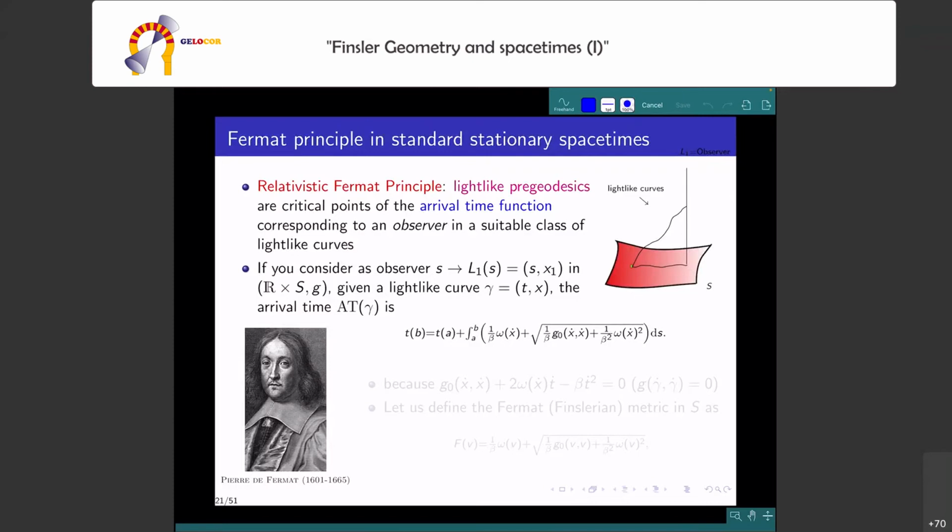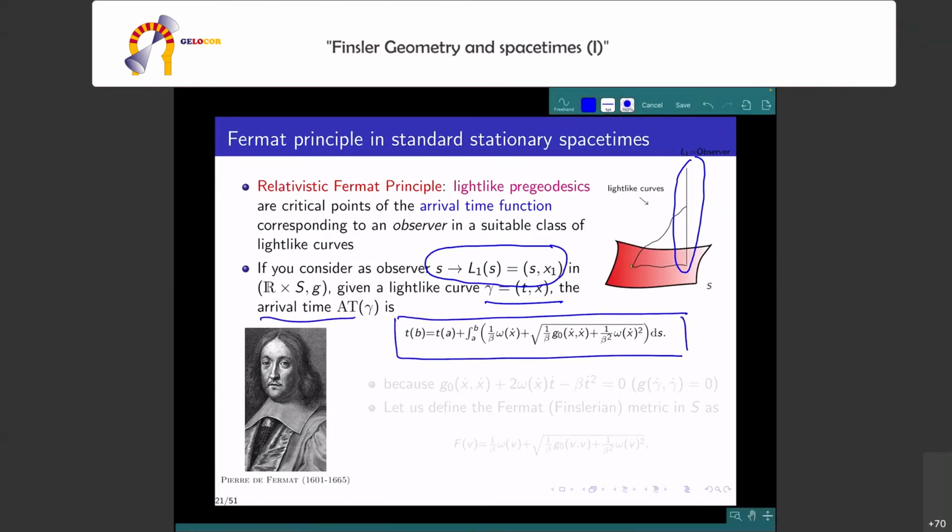The observer, in this case, we are going to consider the vertical line, which is the integral line of the Killing vector field. In particular, it is this one here. This is the observer. Then, given any lightlike curve, we can compute explicitly the arrival time, and it is given by this relation here.